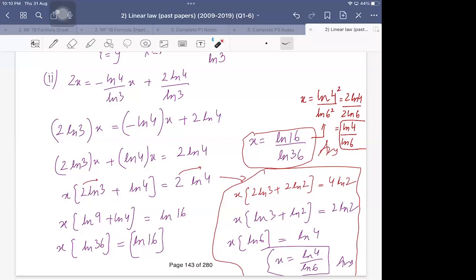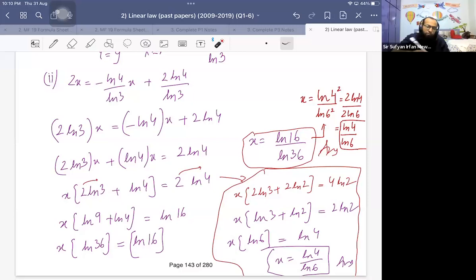Yes sir. So sir, if it's not a perfect square, then we can't simplify it further. Yes, if it's not a perfect square, then we can't simplify it further, definitely.